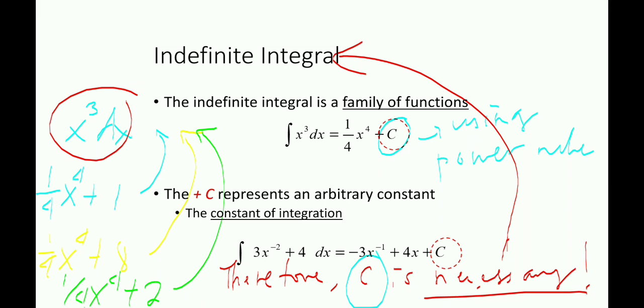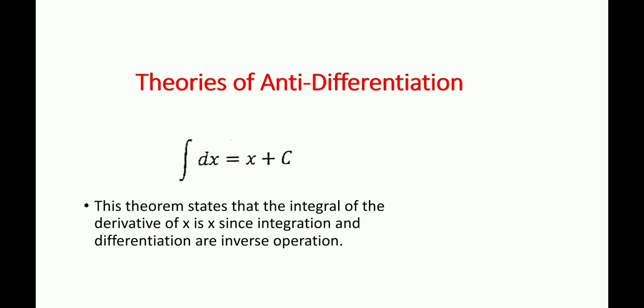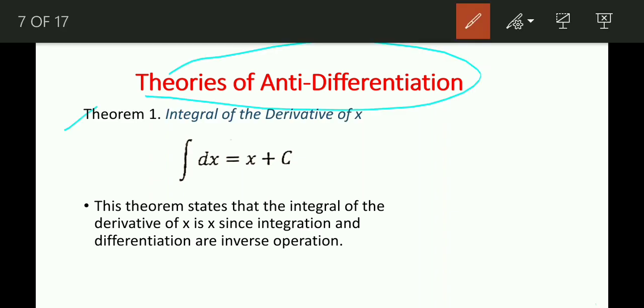Now, let's proceed to the theories of anti-differentiation using the indefinite integral. Theorem number 1. The integral of the derivative of x. This theorem states that the integral of dx is equal to x plus c. If we will derive x plus c, the answer will be dx, since they are inverse operations.